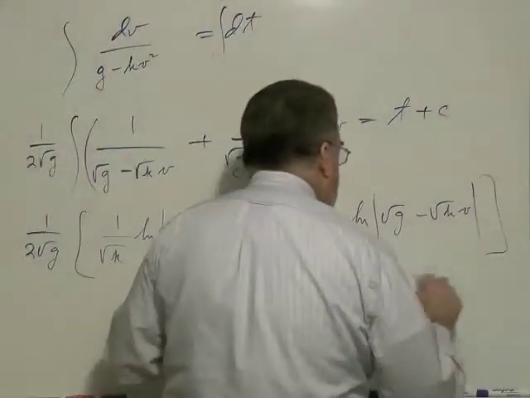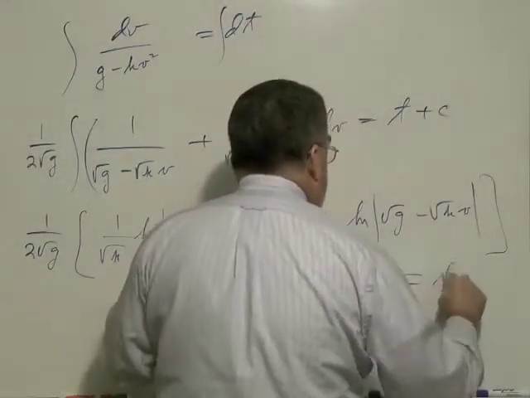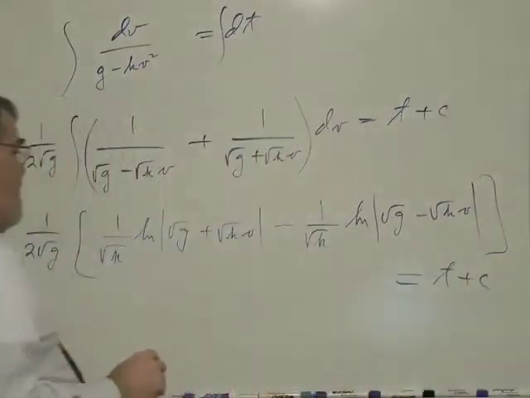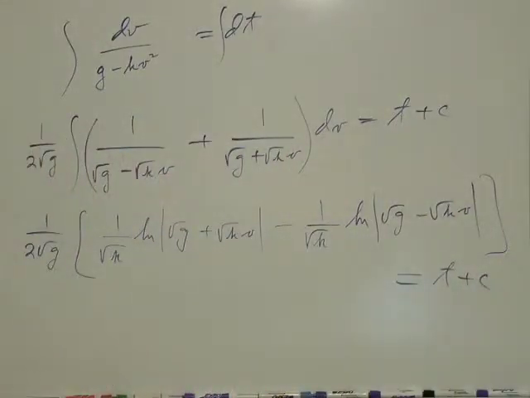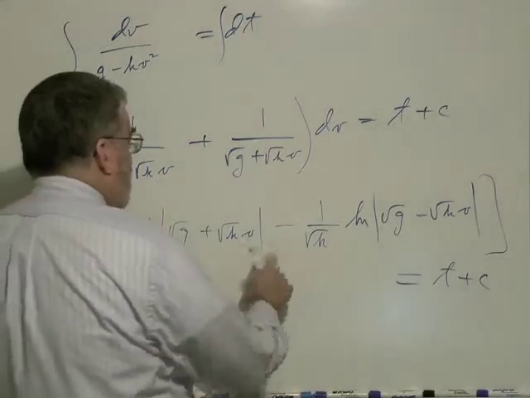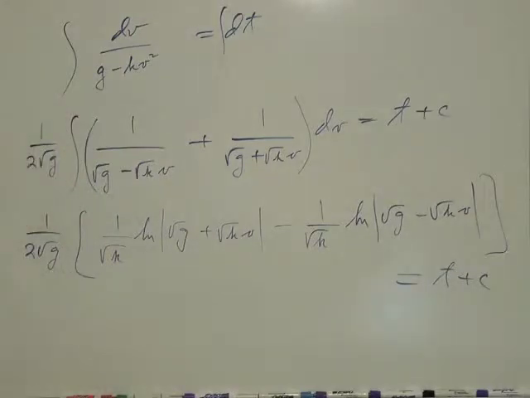Close that bracket. This equals the right side, which was t plus the constant. Now let's do a little simplifying here. I can factor out the square root of k, 1 over the square root of k. So now I've got 1 over 2 square roots of gk.